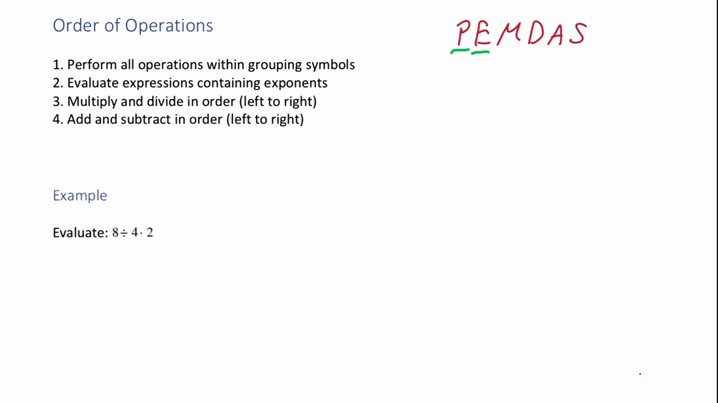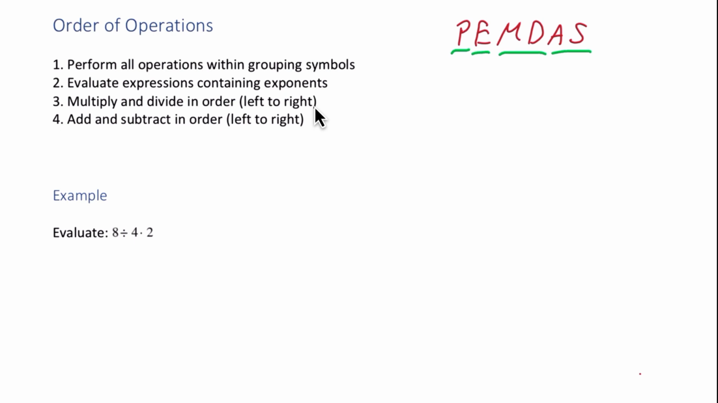The problem really comes into play when we look at step 3, multiply and divide. Looking at PEMDAS, it looks like multiplication always comes first, but it doesn't. The key with step 3 is you want to multiply and divide in order from left to right. And then finally, we want to add and subtract. And again, those need to be in order from left to right.